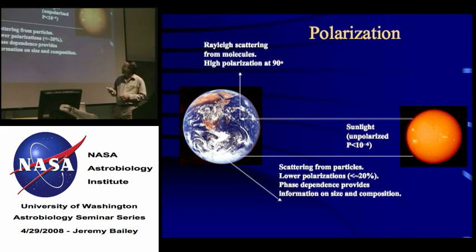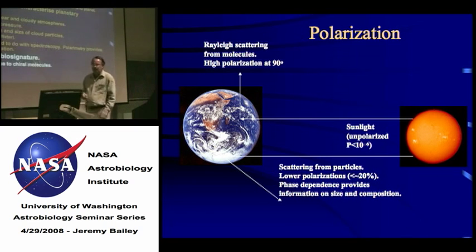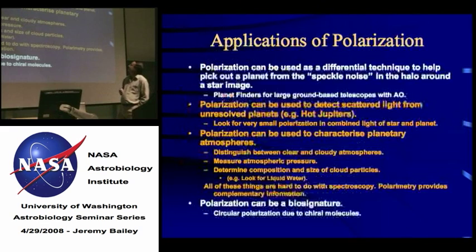And the variation of this polarization with angle, what we call phase angle, which is the angle between the sunlight and the direction it comes off, provides some information on the size and composition of those particles. So there's a number of ways that polarization can be applied in the study of exoplanets. And I'm only going to talk about some of them here, the ones that are highlighted here.